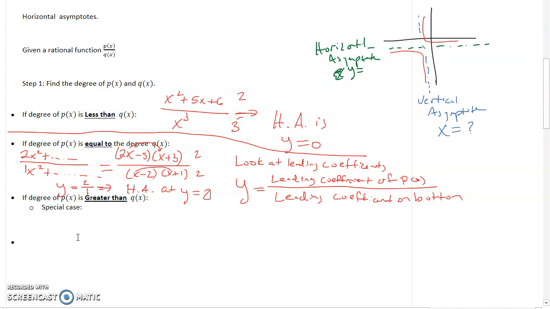All right, so the last one is if the degree of p of x is greater than the degree of q of x. So there's actually a special case with this one. I'm going to make a little bit of room. So if the degree of p of x is greater than the degree of q of x, then there is no horizontal asymptote.